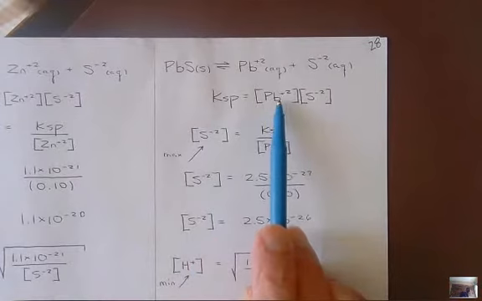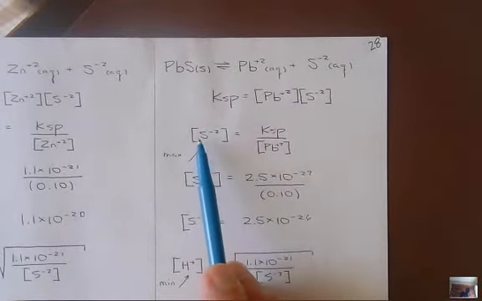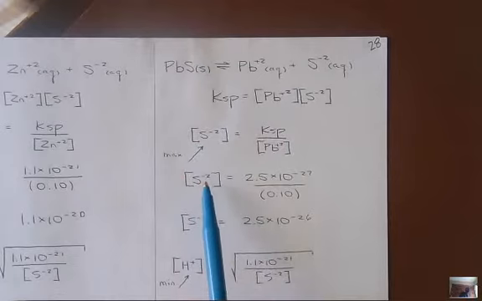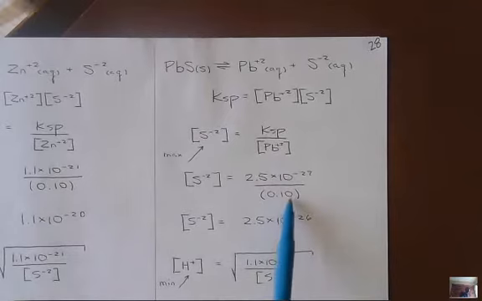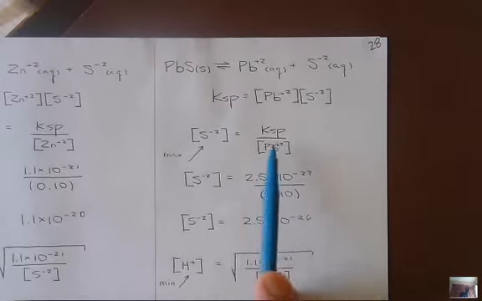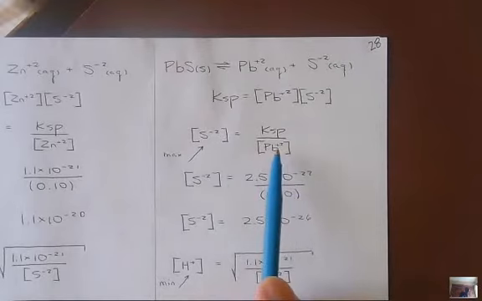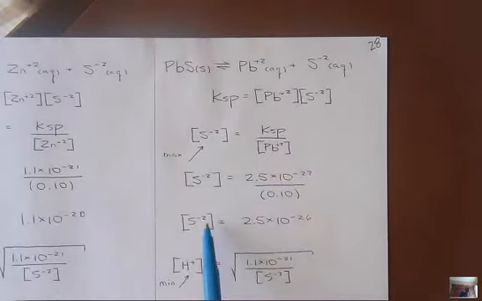Ksp is equal to the lead concentration times the sulfide concentration. Solve this for lead. Since I'm bubbling H2S through, the hydrogen ion concentration is related to the sulfide. This 0.1 comes from the fact that my solution is 0.1 molar in Pb2+. So what's the sulfide ion concentration at equilibrium?